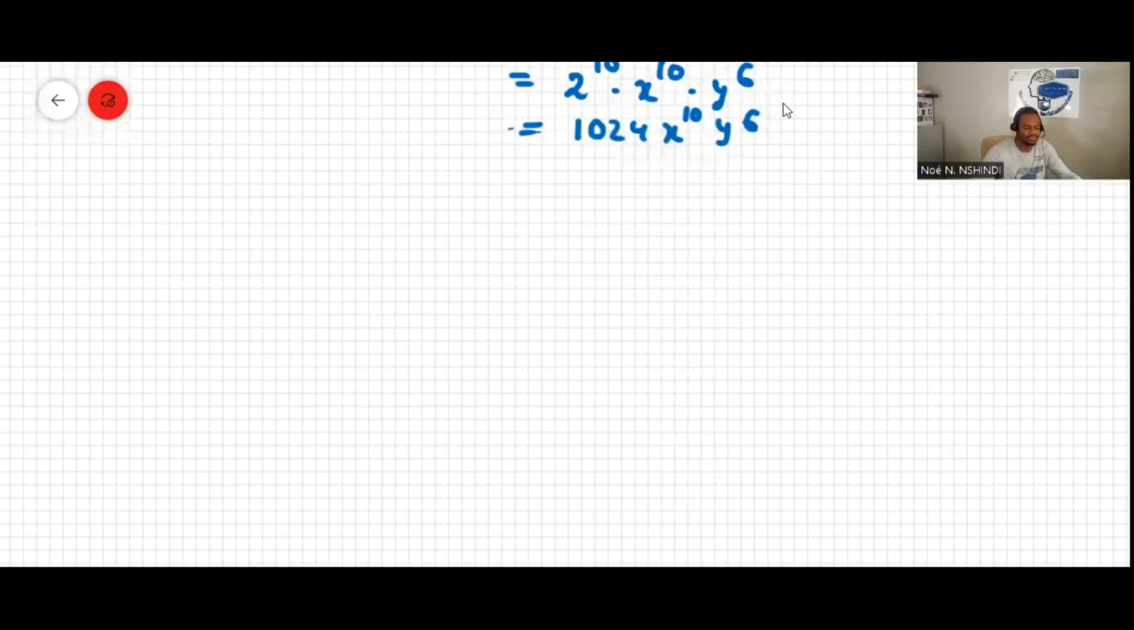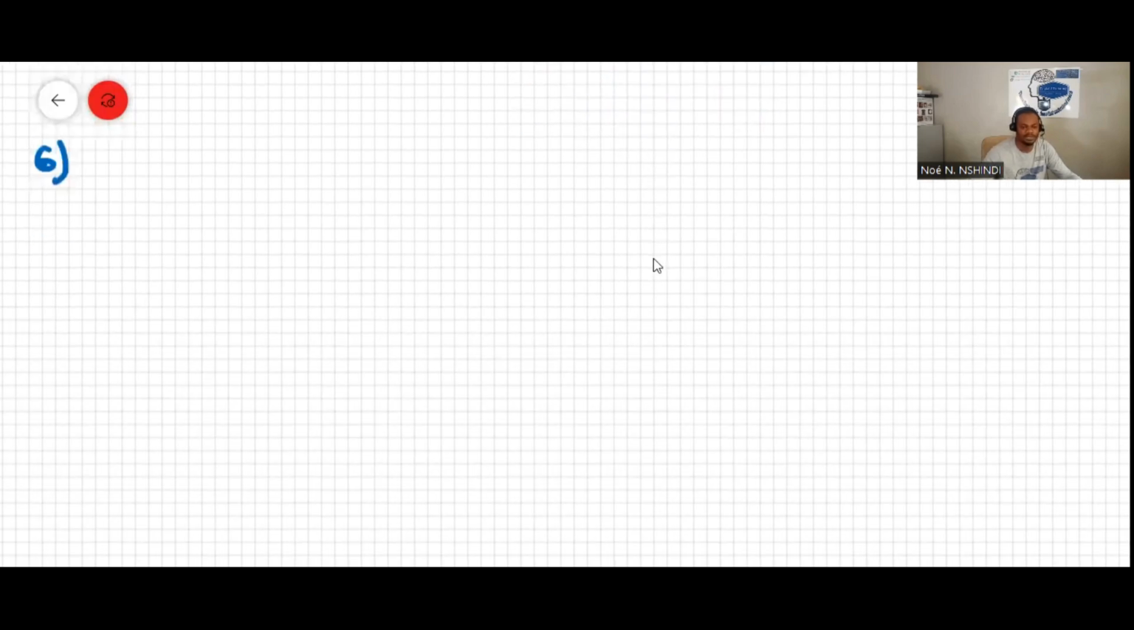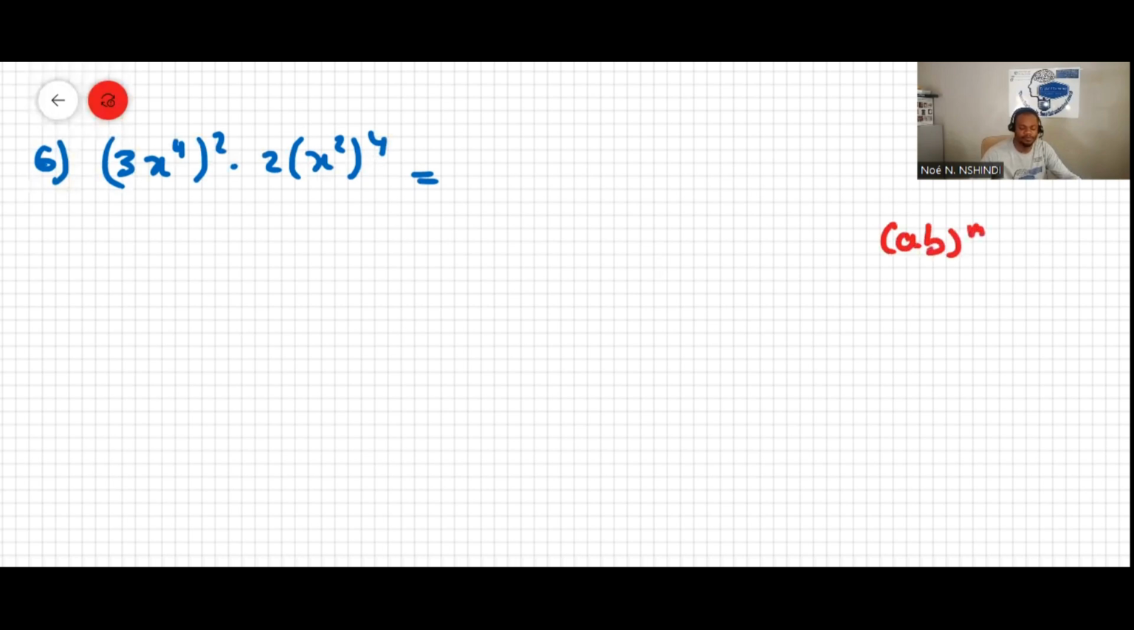Question 6 here. Question 6 was 3x to the 4 raised to the power of 2 multiplied by 2x to the 2 all to the power of 4. In this case, we say that if you have (ab) to the power of m, the power of m is for a and also for b.